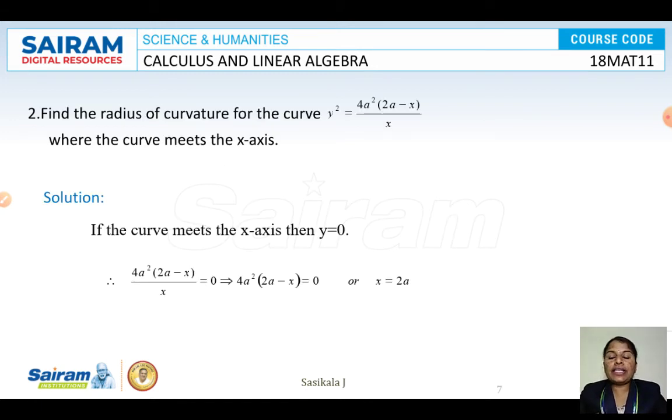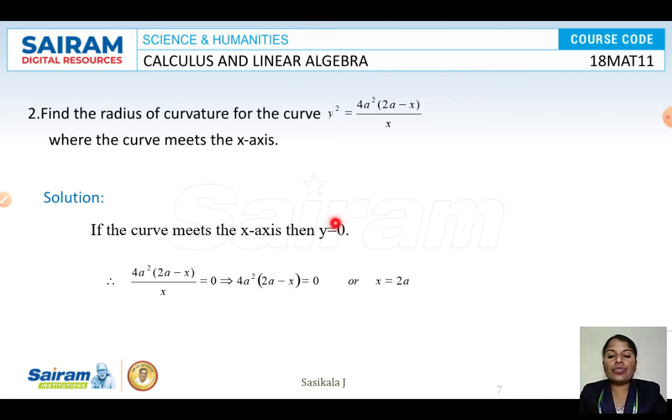To find the radius of curvature of the curve y squared equal to 4a squared of (2a minus x) by x, where the curve meets the x-axis. So this question is a little different. The curvature has been given in terms of y, and where the curve meets the x-axis, the point on the x-axis means y will be 0.